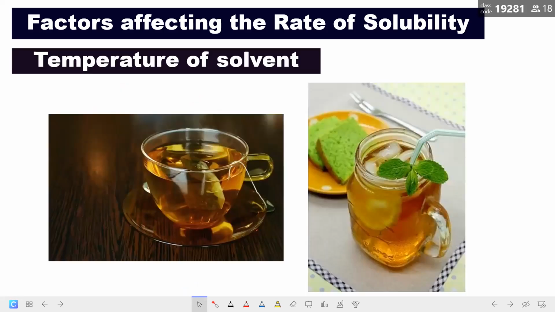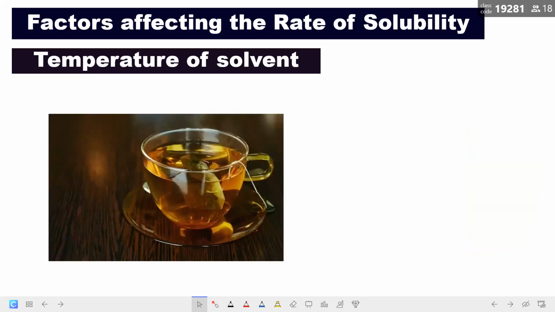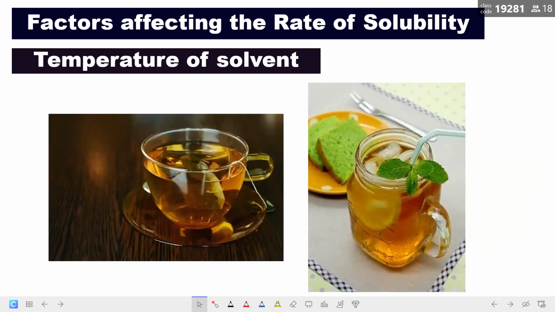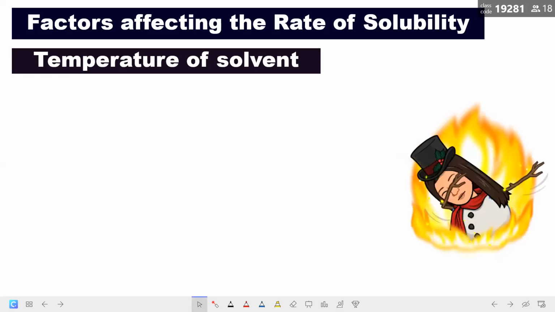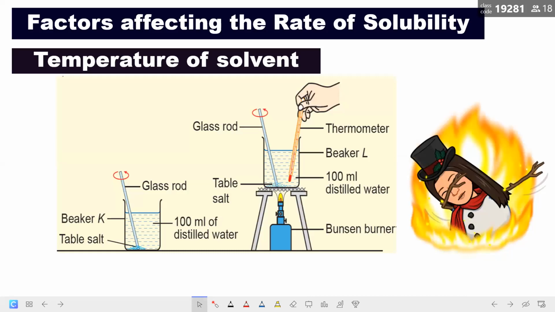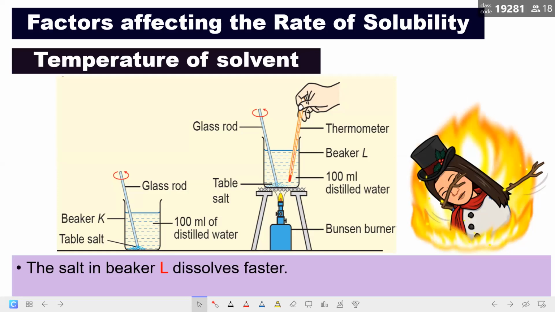Not difficult at all. So we compare something hot and something cold. Which one will be soluble faster, in the hot water or in the cold water? Hot water. Very good, common sense. So in the experiment, teacher has salt in hot water, I'm heating up the water, and salt in normal water, both 100 ml of distilled water. We notice that when I have hot water, my salt will dissolve faster.